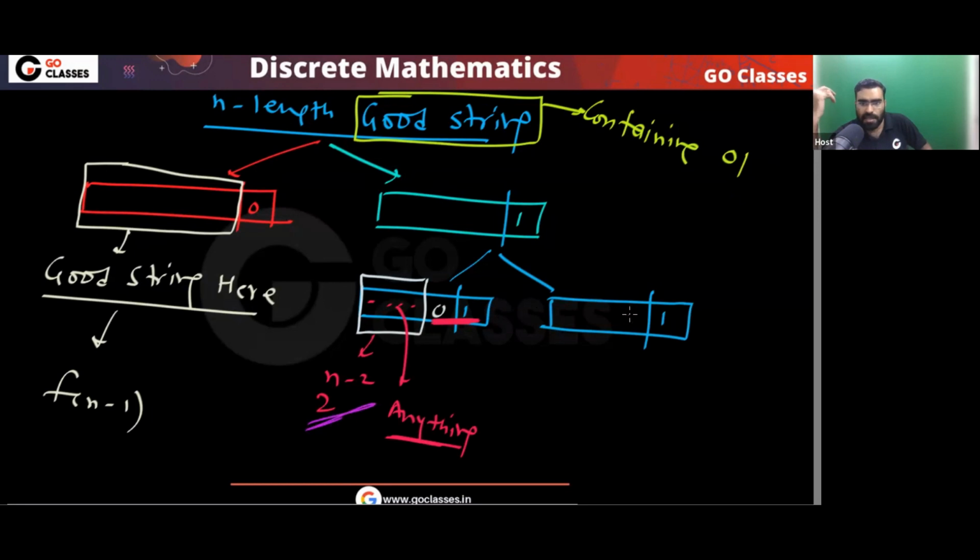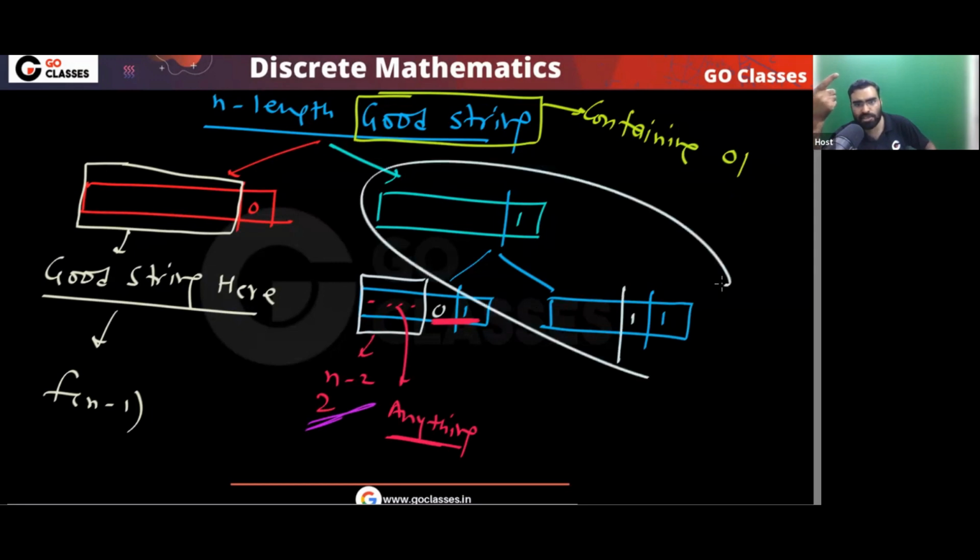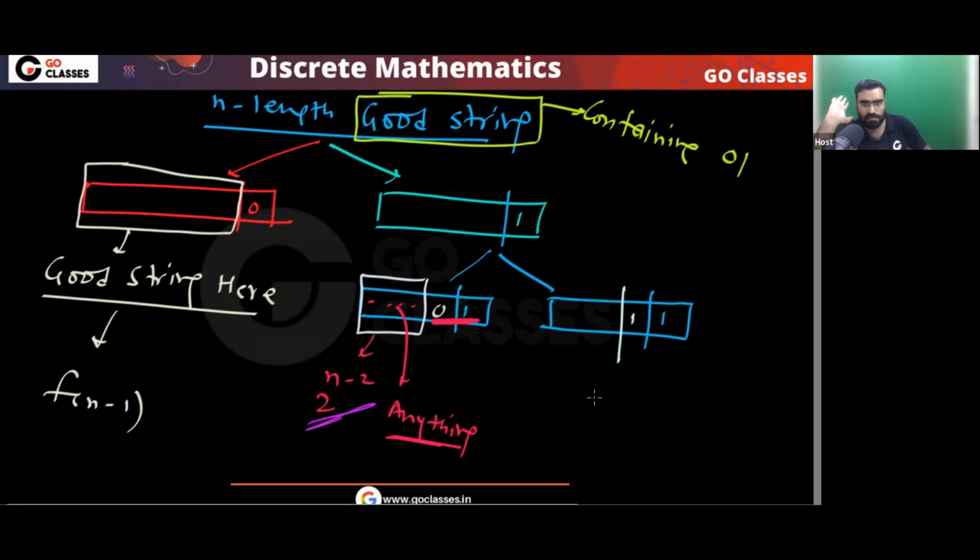But if this second place is 1, can you notice you have come back to the same situation? Because this 1 can play some role. Agree? Can this 1 play some role to give you 0, 1? Yes, it can play some role to give you 0, 1.